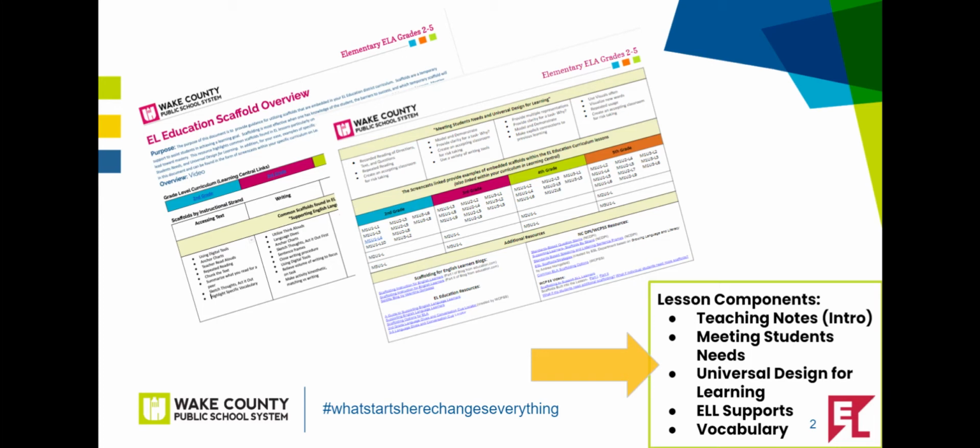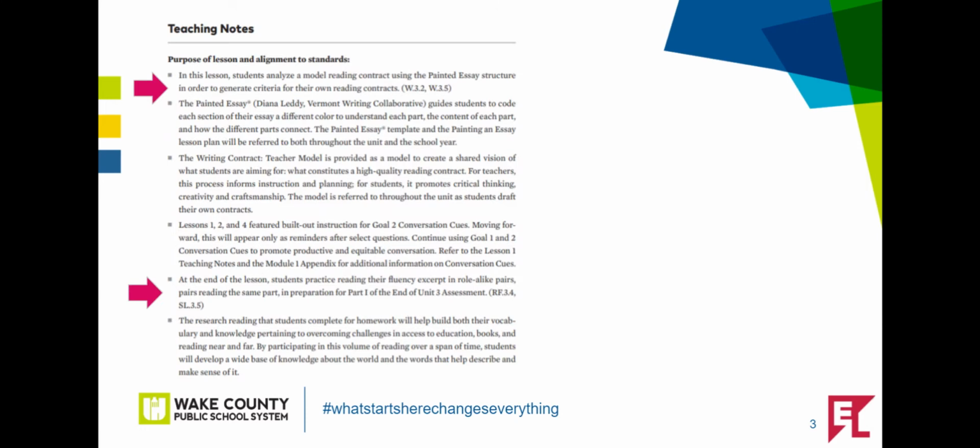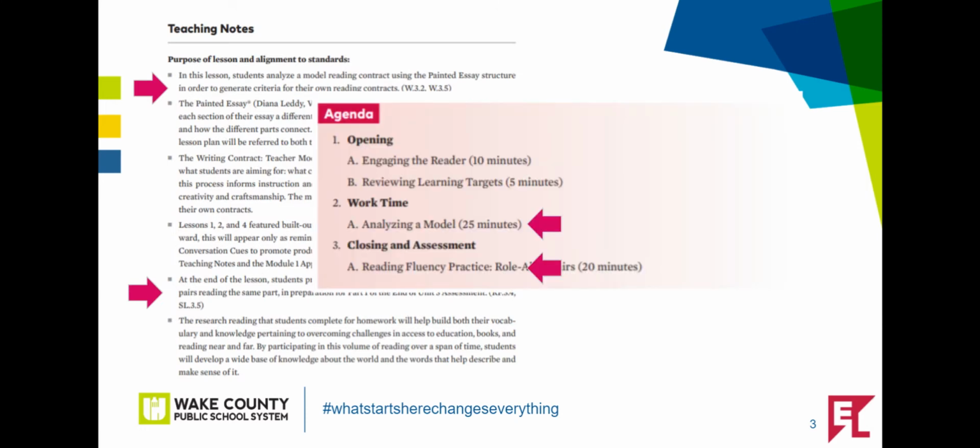The lesson components listed on the slide are where you can locate embedded scaffolds within lessons and will be highlighted throughout this presentation. As described in the teaching notes section of this lesson and highlighted in the agenda, this lesson addresses two different but very important learning targets that students will use for the end of Unit 3 assessment. In this lesson, students will be introduced to the structure of the painted essay to be used when writing their reading contracts and will also practice their reading fluency in preparation for recording their audiobook.